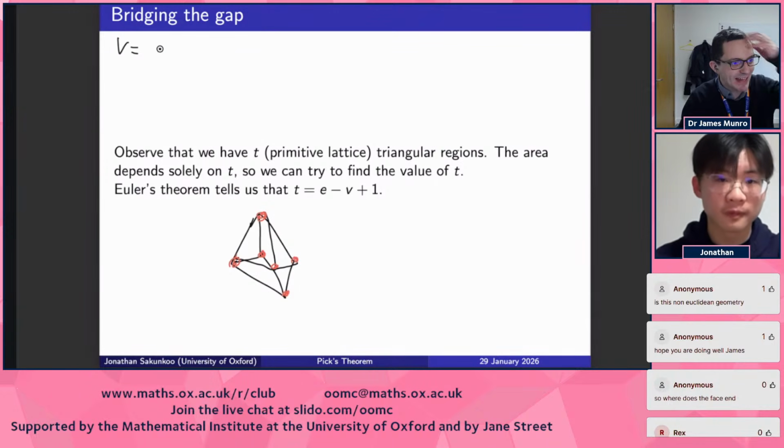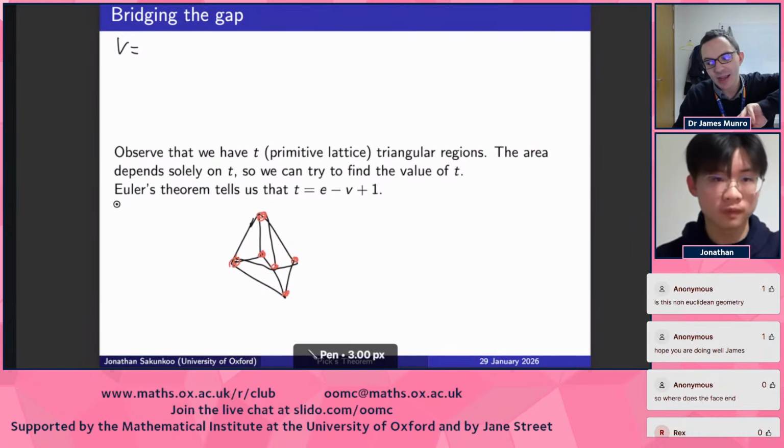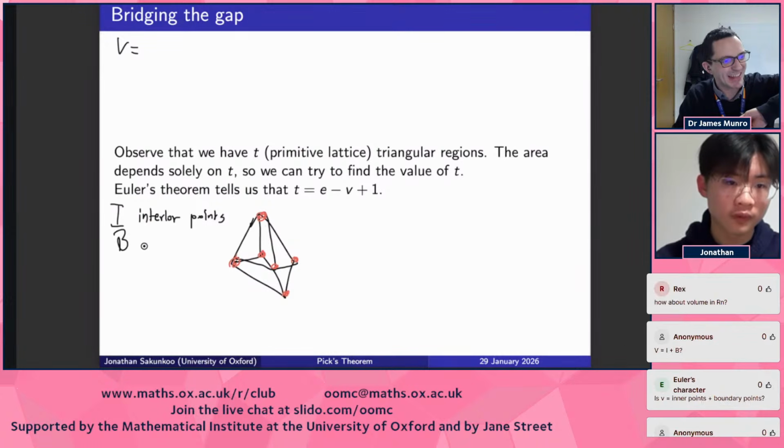I've got to remember your letters for these things from before. We talked about boundary points and we talked about interior points. And pause to think because, yeah, I plus B, says Anonymous in chat. Euler's, somebody set the username to Euler's character, well done. Inner points plus boundary points.